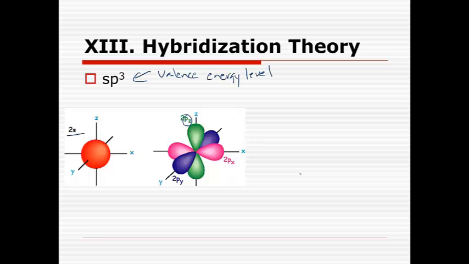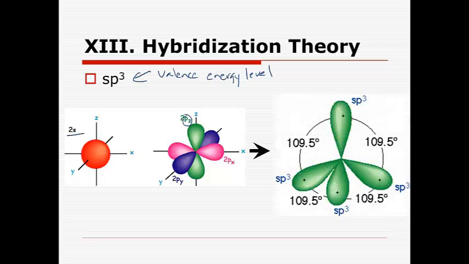Okay, so you only get hybridization with the valence orbitals. One of these combines with all 3 of these, and you produce something like this. Remember, these 2 make up 1 orbital, these 2 make up 1 orbital, and these 2 make up 1 orbital. This is a separate individual sp3 orbital. This is a separate one. This is a separate one.